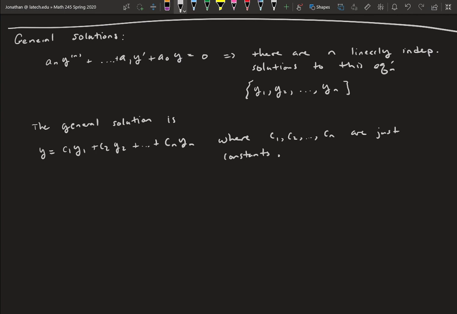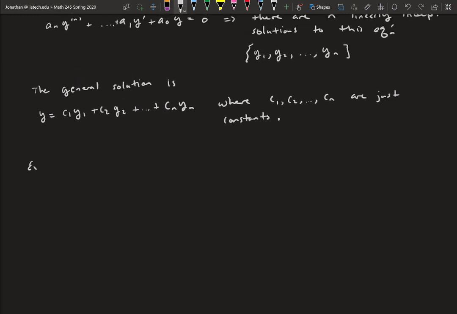We'll talk about how to find these solutions, y1, y2, yn, as we go through the chapter, in section 4.3 after today, so that'll be next week. But for now, just know that they will exist. For an nth order equation, there are always n linearly independent solutions. And of course, they're linearly independent. So that's the general solution.